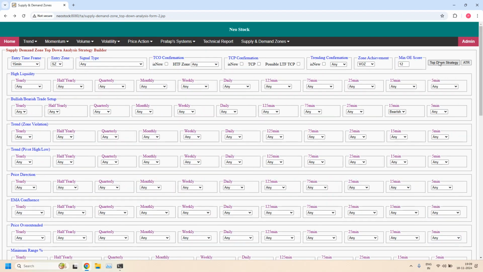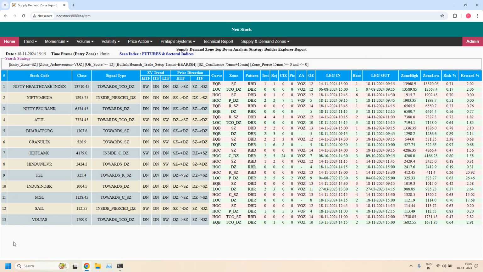With this filter, we got 13 stocks. Out of 15, for these 13 stocks, the entry time frame 15 minute supply zones are part of the 75 minute supply zone. And the 75 minute supply zone trend is a downtrend.